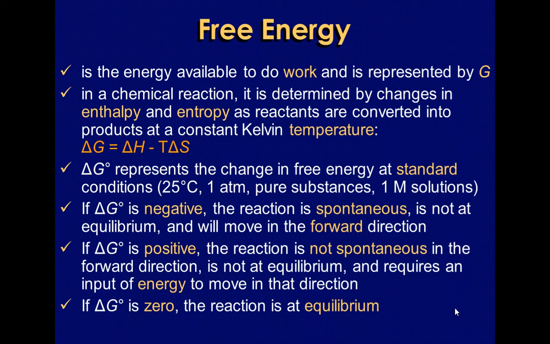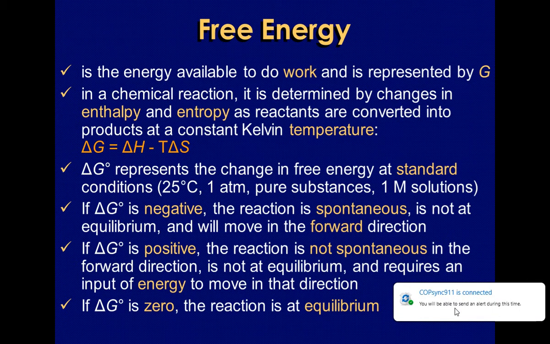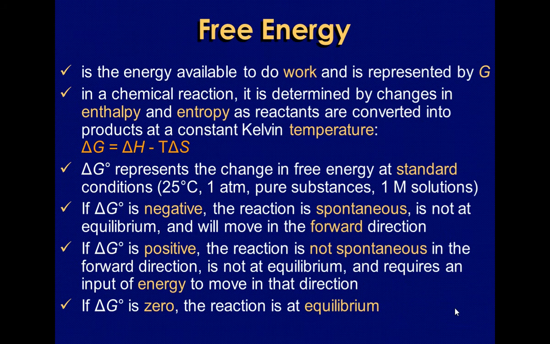When you have a negative value for your delta G, whether it has the degree sign on it or not, your reaction is going to be spontaneous. You're going to be moving from reactants to products. You have not reached equilibrium, and you're going to continue in that forward direction until you reach what we're going to talk about at the bottom. There we go. When delta G is positive, you aren't spontaneous in that direction.